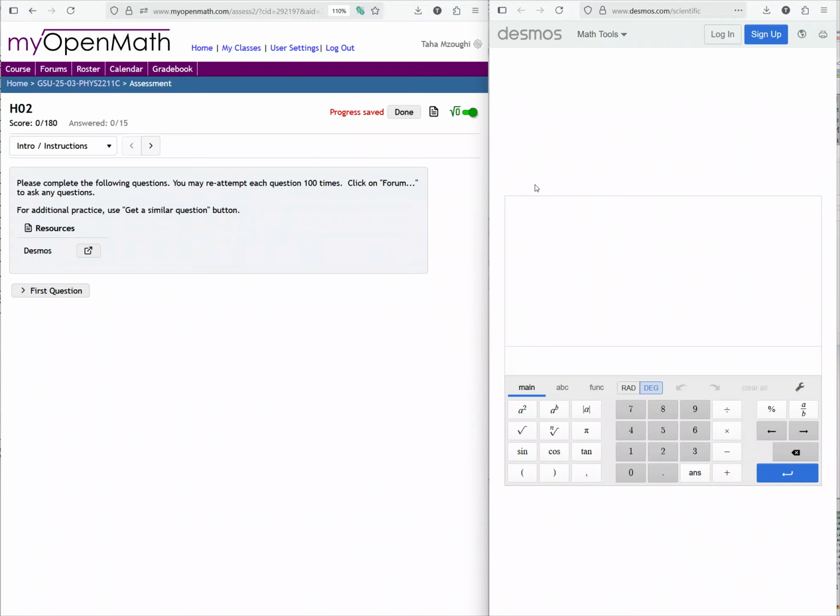Now, personally, I think you should use Desmos Scientific for these homeworks because we are not really benefiting from the graphic capabilities of Desmos Graphic. If you use the graphic tool, you'll be essentially wasting screen real estate. You are going to have space for graphics that you are not using.